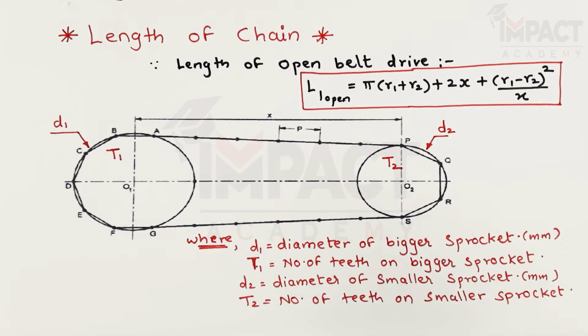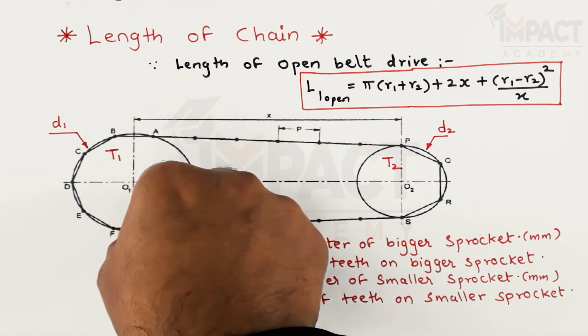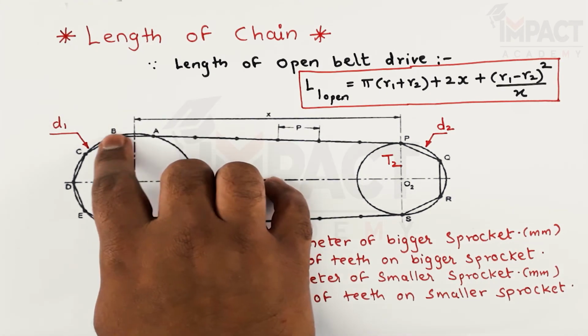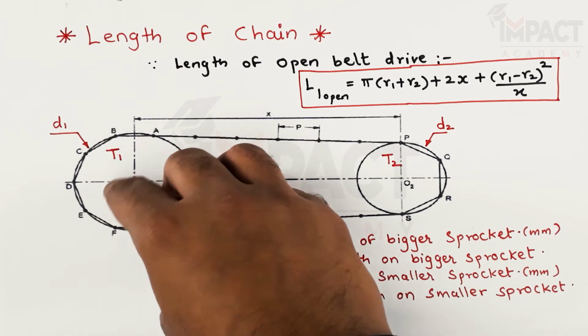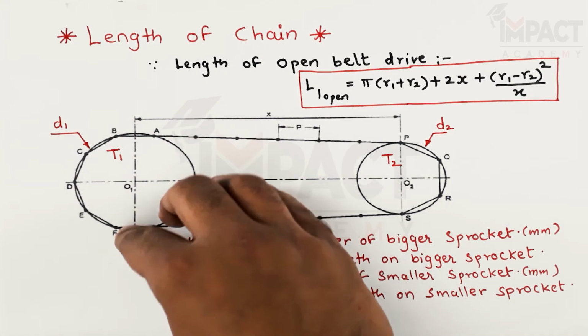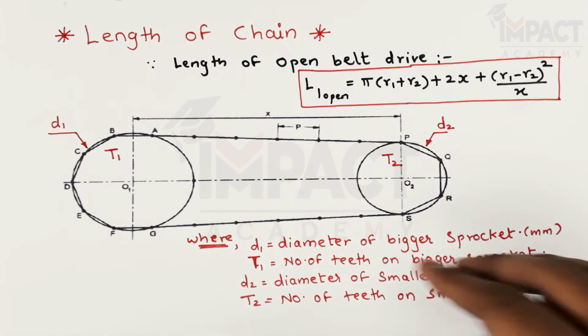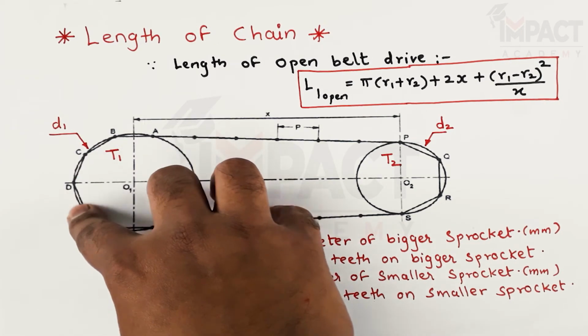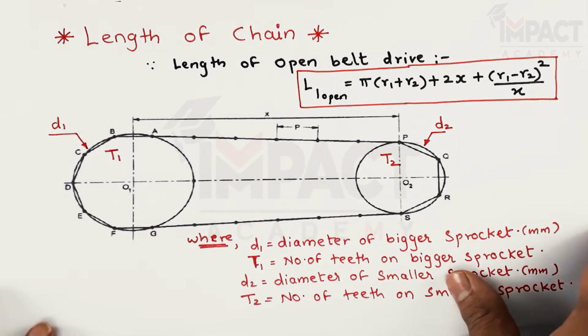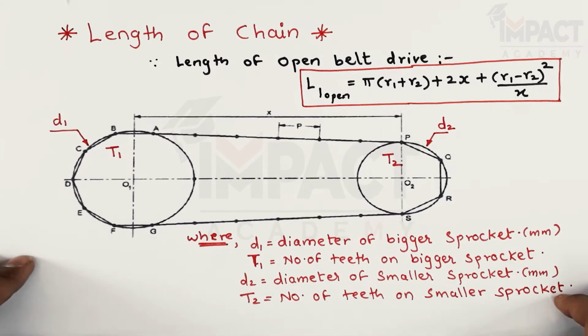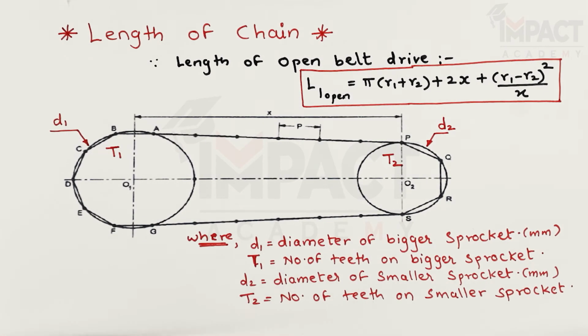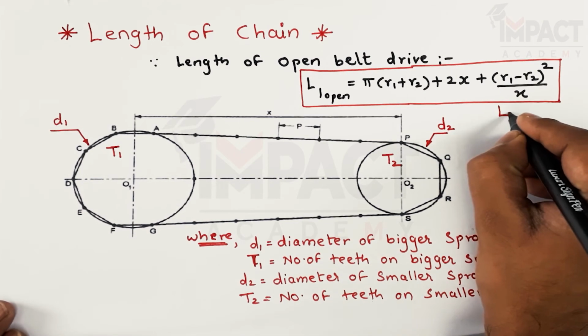But here, since I have to find out only half of the length, that is considering only half portion of the sprocket for the driver sprocket or the bigger sprocket, similarly half portion for the driven sprocket, here this will be pitch by 2 into (T1 + T2). Next, where I have written this formula for length of open belt drive, I'll denote it as equation 1.